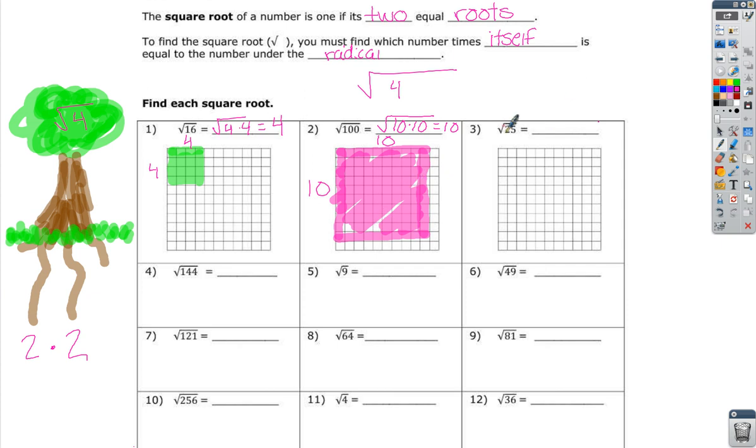Now let's look at the square root of 25. What times itself will get us to 25? So we know 4 times 4 is 16, 5 times 5. Well, 5 times 5 is 25. So the square root of 25 is just 5. Now I want you to draw the model for this one. Think about what the square root is and how big each side of our square is going to be.